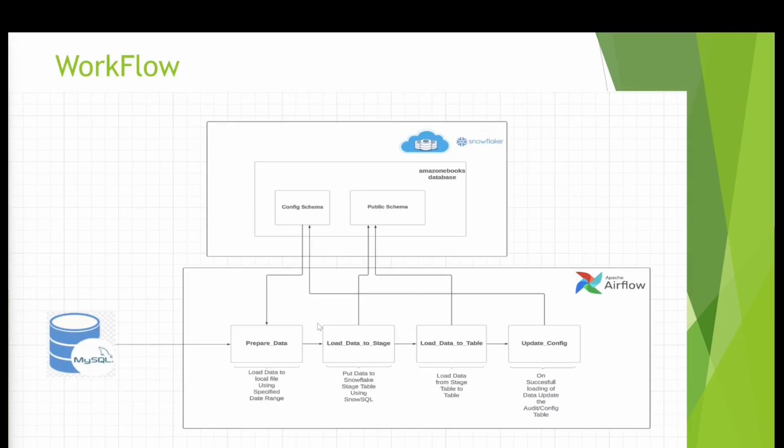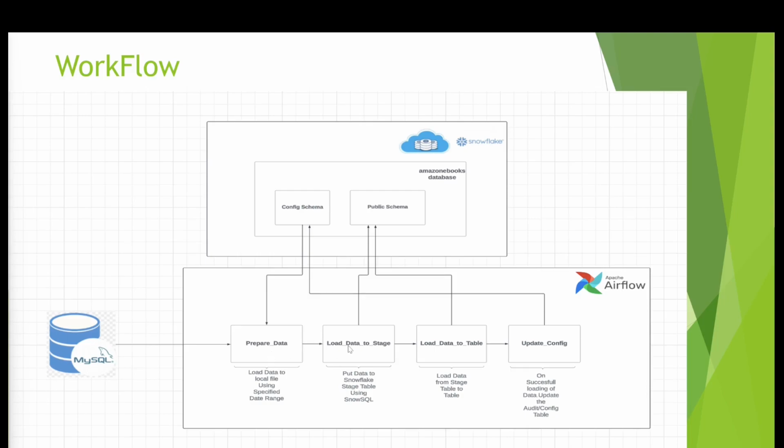Now let's see the workflow. There is an Airflow DAG for each table. The Airflow DAG has different tasks. First is prepare data. You see over here, prepare data. In this task, it gets the last extract date for the respective table from the config table and loads the delta changes into the local.